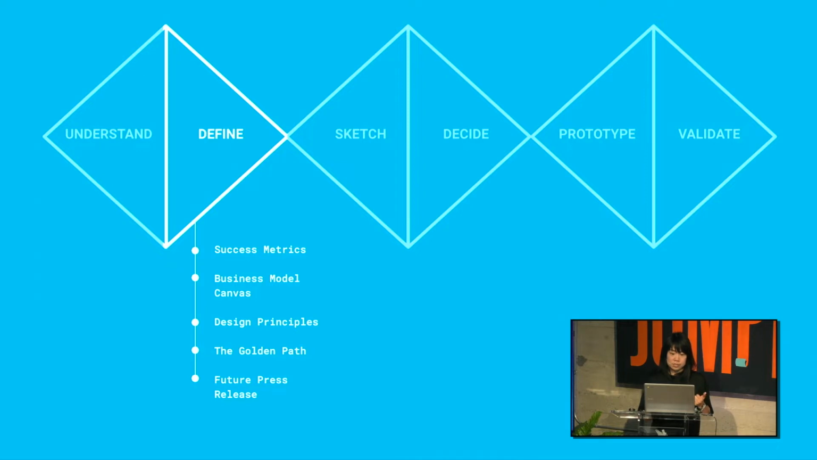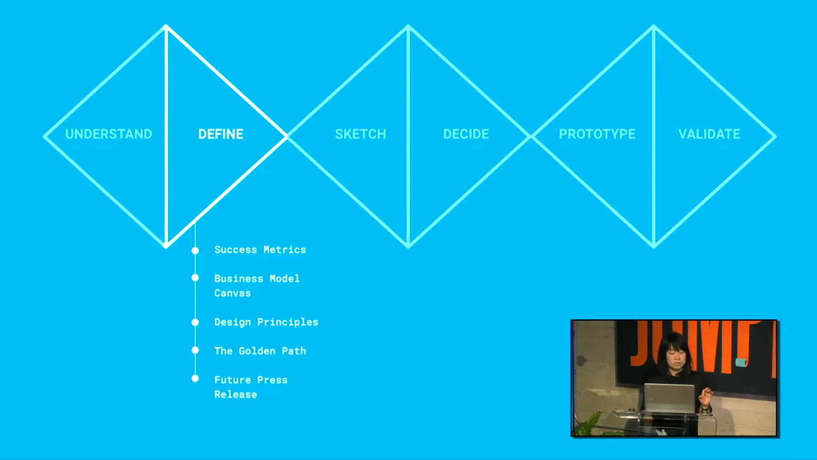Success metrics are to define quantifiable numeric outcomes about desirable behaviors. So something that you can measure will all go there. And again, with your different team members, you want to align on this. Business model canvas is to answer some key business questions such as value props, customer segments, and distribution channels. Design principles is to define qualities and values of your design.